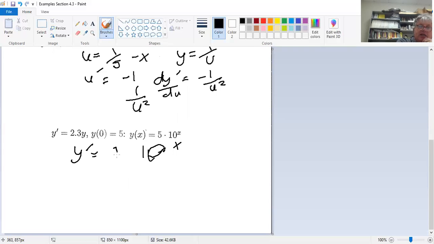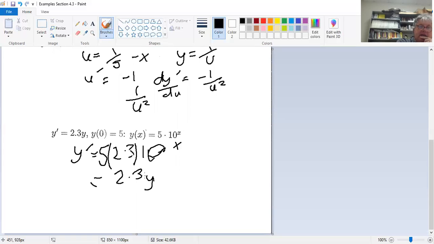times the constant for 10, which we know is 2.3, right? That is just the derivative of 10 to the x at 0. And then since it's multiplied by 5, we can multiply it by 5 right there. Okay, and you see that that indeed is 2.3 times y of x, because y of x is 5 times 10 to the x, so that is equal to 2.3y. So it does indeed satisfy that differential equation.